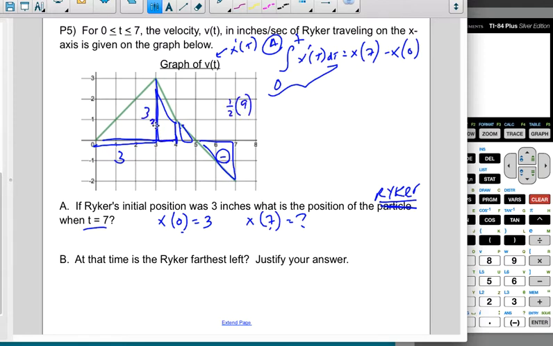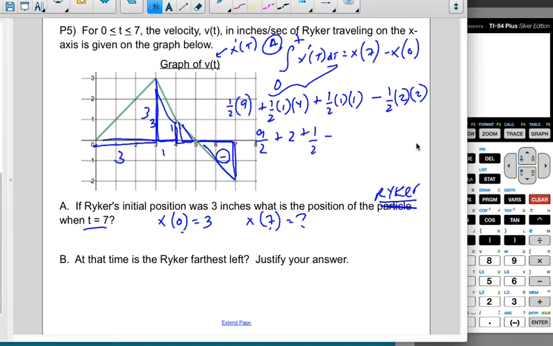This trapezoid has a base of 3 and a base of 1 with a height of 1. So 1/2 the height times the sum of the bases. Plus, this is a 1 by 1 triangle, so 1/2, 1 by 1. Minus, this is a 2 by 2 triangle, so 1/2, 2 by 2, and the minus was because it was below the axis. So I end up getting 9/2 plus 2 plus 1/2 minus 2. Yeah, it checks out. So I end up getting 10/2 or 5.